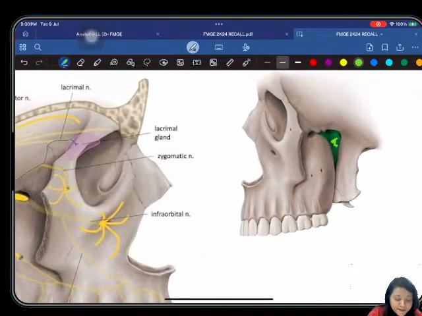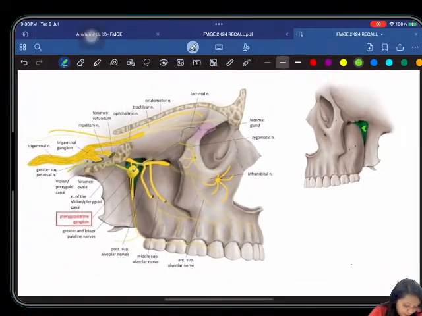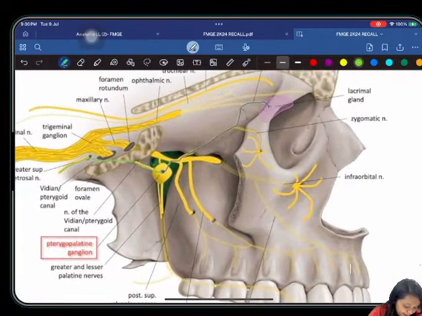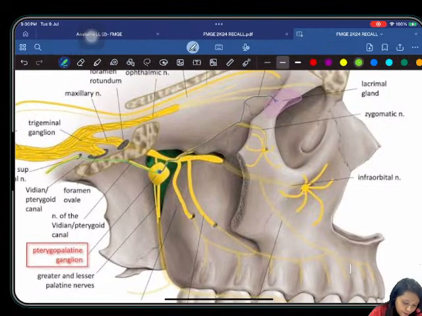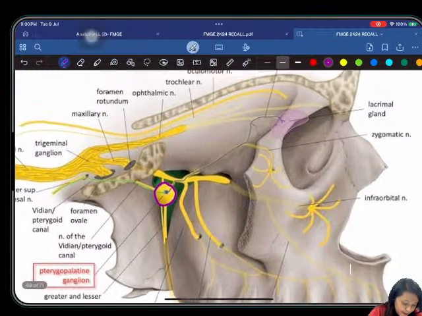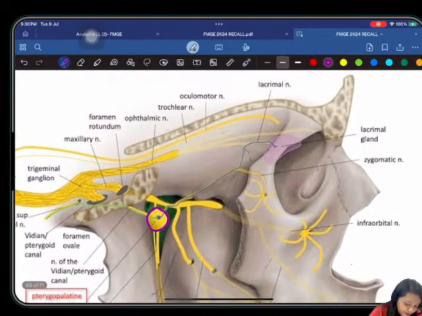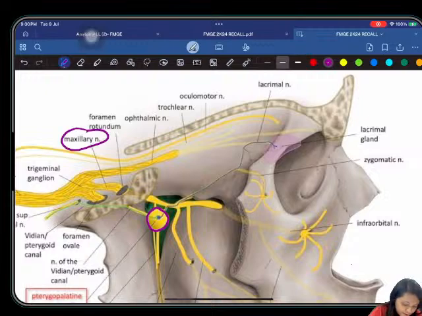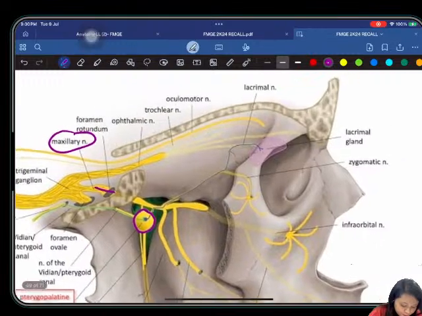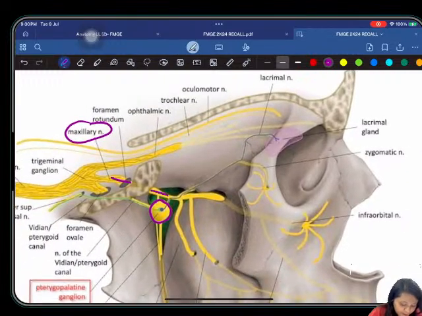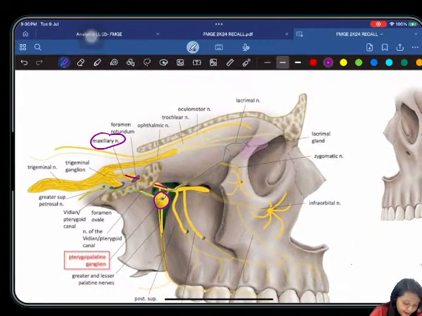Okay, so you can see here they have mostly asked about this area. Okay, and this area is a pterygopalatine fossa. So you have the pterygopalatine ganglion here, and the pterygopalatine ganglion is just below the maxillary nerve. As you can see, this is the maxillary nerve. This nerve is going here through the foramen rotundum. Okay, so just below the maxillary nerve you can see this ganglion, that is the pterygopalatine ganglion.